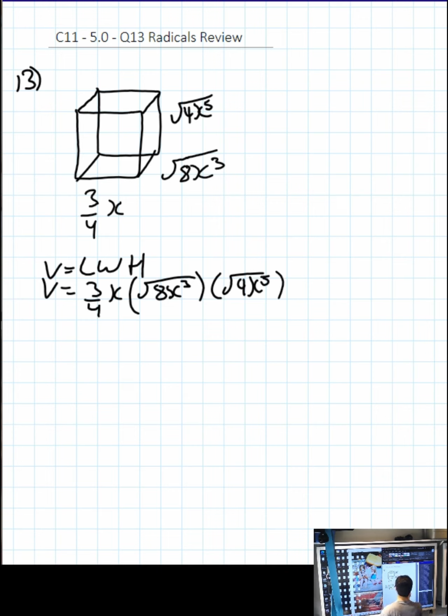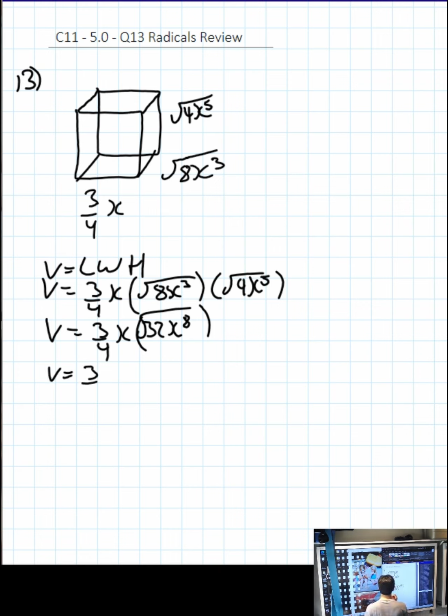Close bracket. So let's start by multiplying the roots together. So we have V equals 3/4 x times the square root of 32x to the 8. Good, so we can simplify this. Now if we simplify root 32, that's 16 times 2, so that's 4 root 2. And then the square root of x to the 8 is simply x to the 4.